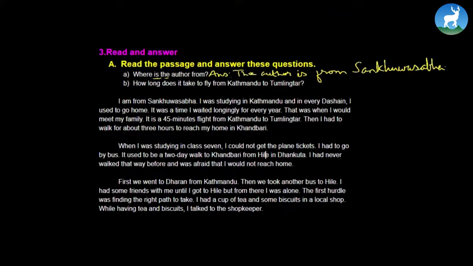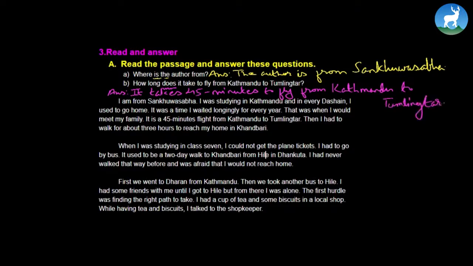How long does it take to fly from Kathmandu to Tumling Tar? Now take care of this tense here. Does, simple present. So take the answer to simple present. So you can begin from answer. It. So simple present of takes. See the verb changing. Takes 45 minutes to fly from Kathmandu to Tumling Tar. See, this is how we answer it. So this way you can do all these questions.